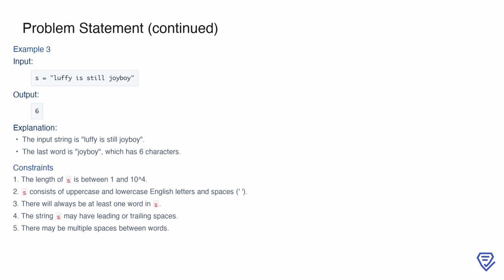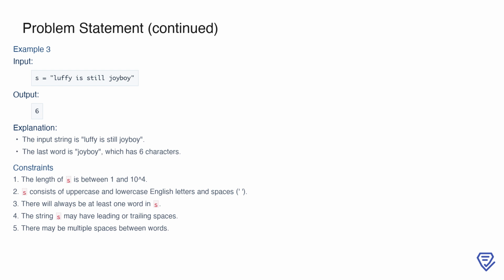Now, let's look at example 3. In this case, the input string is S equals "Luffy is still Joyboy". There are no leading or trailing spaces, and the words are separated by single spaces. The last word in this string is "Joyboy", which has 6 characters. As a result, the output is 6.